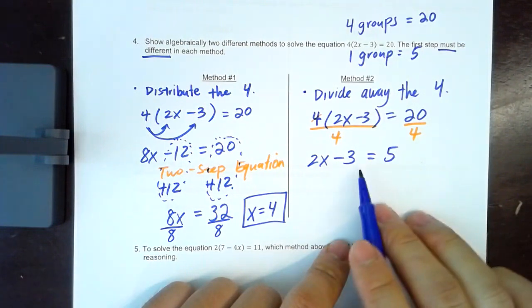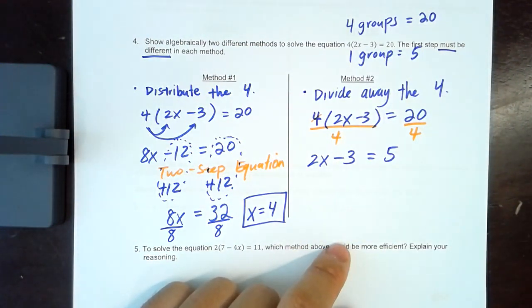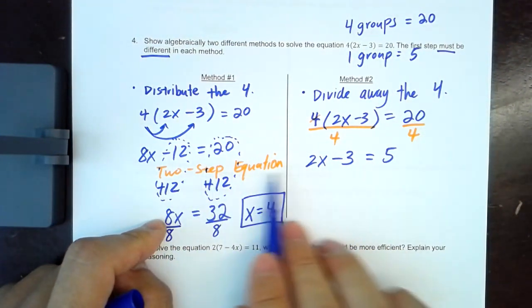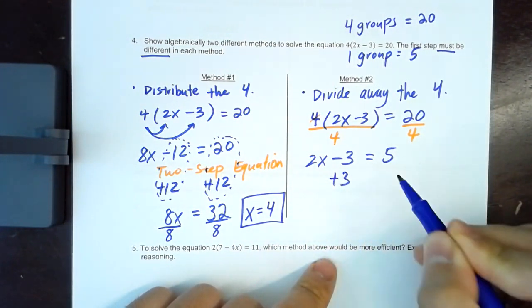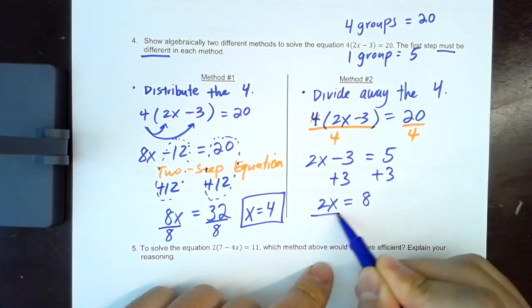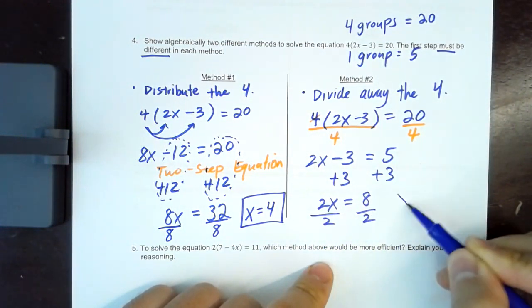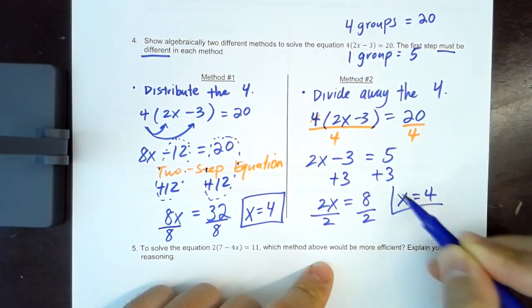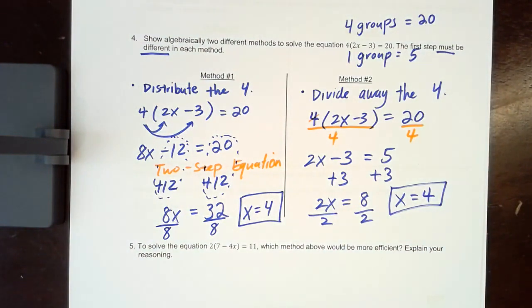Now you can make the argument that this was actually the same amount of time. You can see that I have a two-step equation again, and I would actually argue the same. This actually does take about the same amount of steps. But it's just cool to see that you could do the same exact equation with two different methods. Okay.